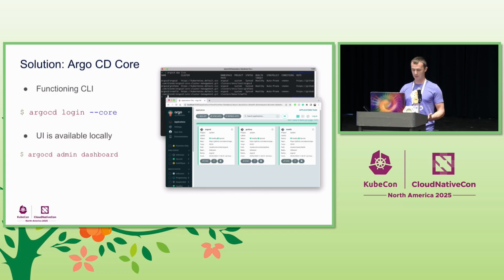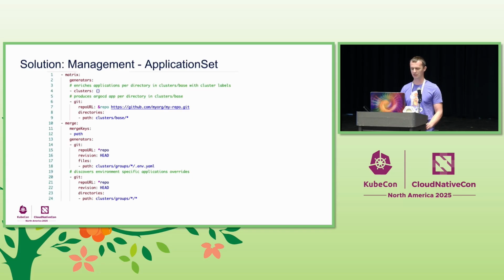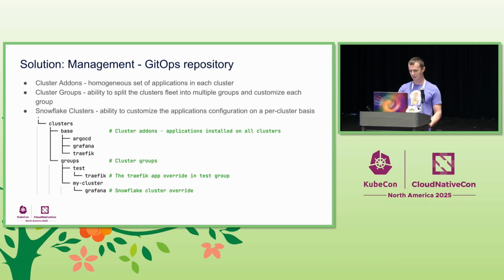And so we propose to use Argo CD core, and we kind of solved this resource problem. And so the next question is how administrators are supposed to manage applications on those clusters. The solution here is, I had to split it into 2 slides, so I'll move back and forth. The solution is to use ApplicationSet and an opinionated directory structure in your deployment repository. So this is the directory structure that I will describe shortly.